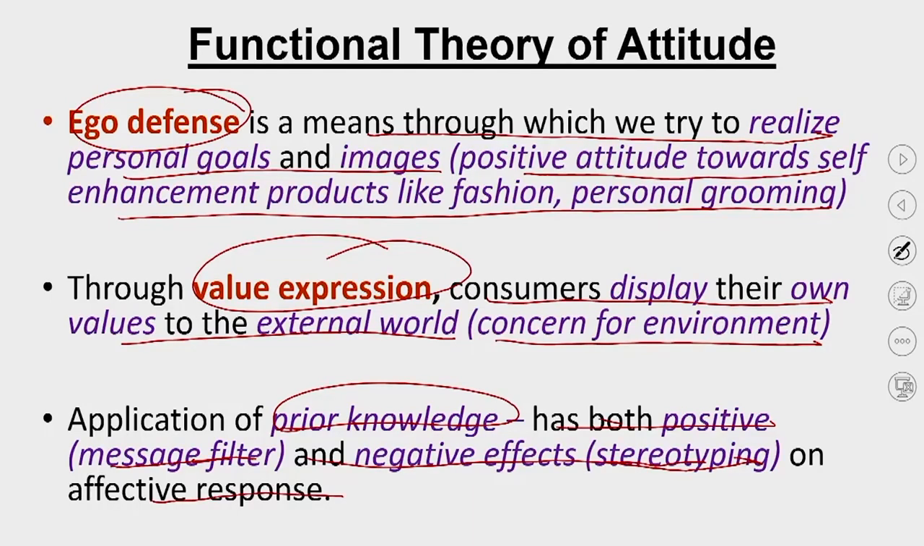So when a person uses prior knowledge, one of the ways that this prior knowledge can help is by filtering. So using prior knowledge, a consumer can filter what information to take in, what attitude to form about a particular product. So that way it is helpful.